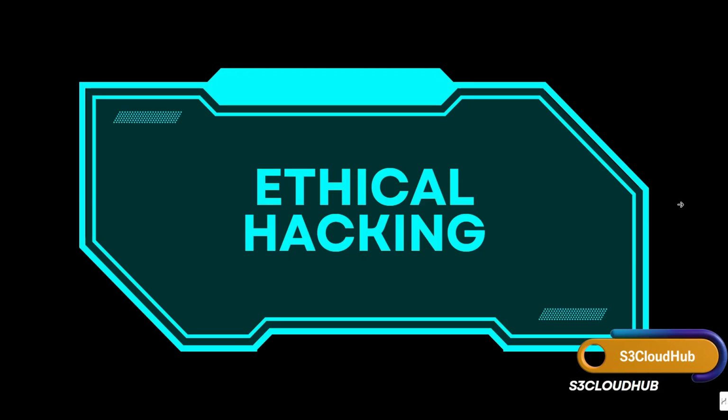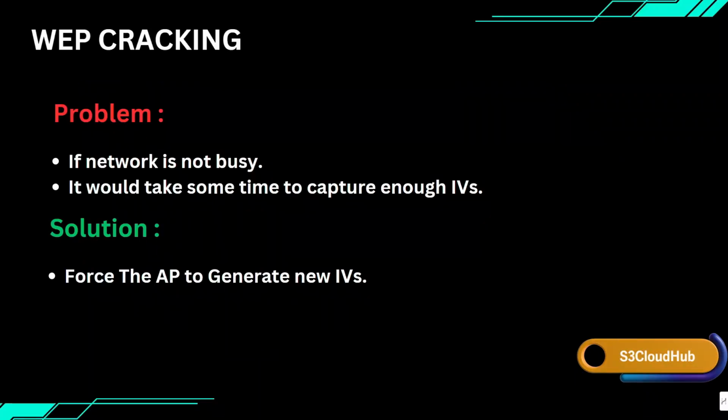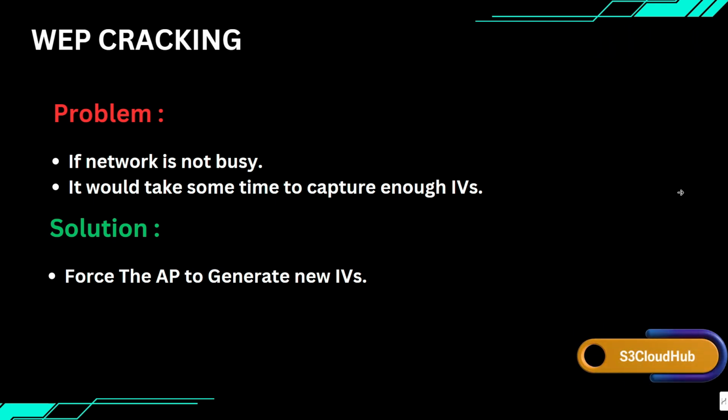Hello friends, welcome back to the ethical hacking course. Now that we have successfully associated with our target network, we can finally start interacting with it. This means the network will no longer ignore us. So what's next? We can begin injecting packets into the network traffic to force the access point to create new packets with fresh IVs. This process will speed things up dramatically, allowing us to crack WEP in just a few minutes.